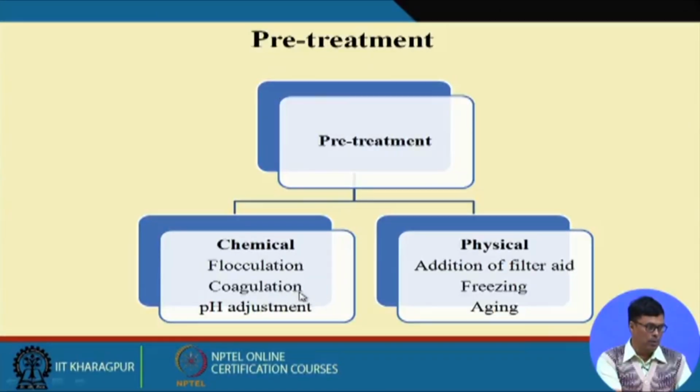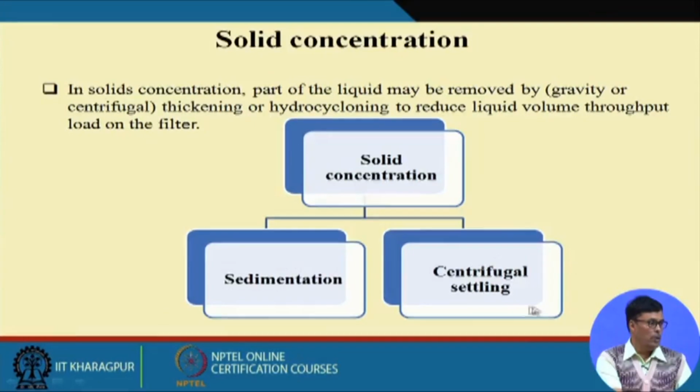Similarly we have coagulation. I can give the example of alum, that is largely used in the water purification process for the separation of coagulants. Now pH adjustment is another way we can do the pre-treatment. And physically, I already discussed filter aid, then freezing, then aging. Through aging you allow the material to settle down, so that fine material will settle down and the clear liquid you can take out.